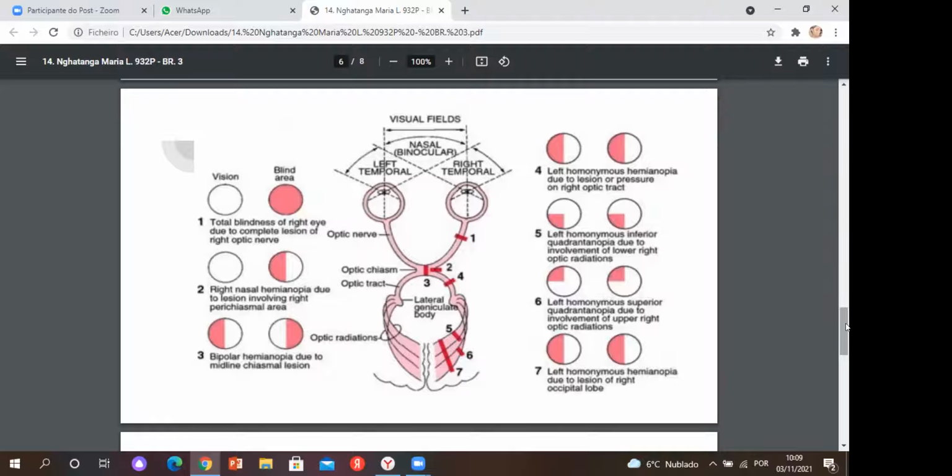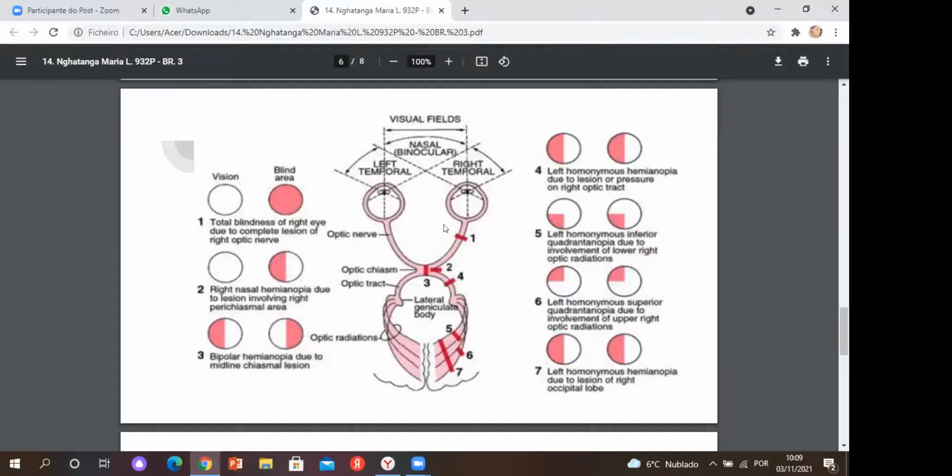That's when blindness in one eye occurs. That's when someone can be looking at something, but there's a dark or shaded part in their vision. Looking at this picture, the first part, you can see where the first lesion is. It causes total blindness of the right eye due to the complete lesion of the right optic nerve. If you see, the right eye is that side.